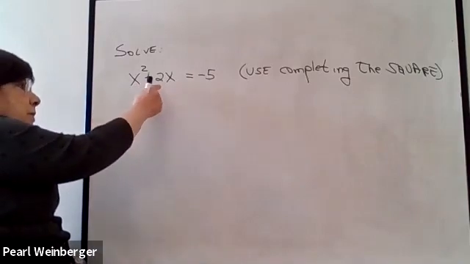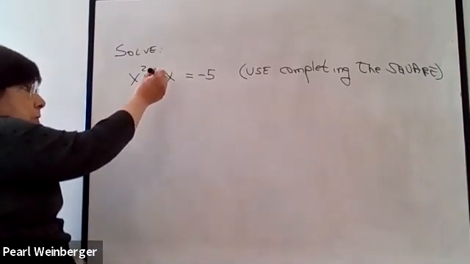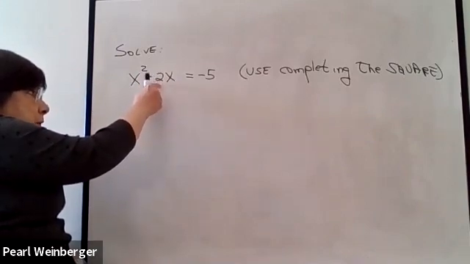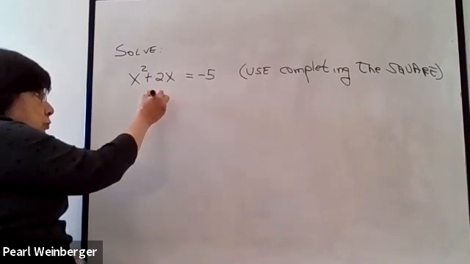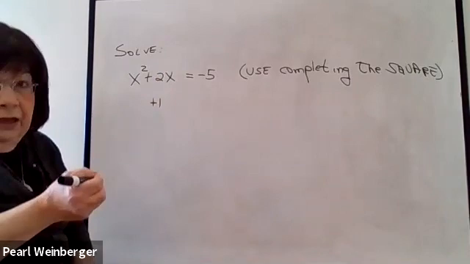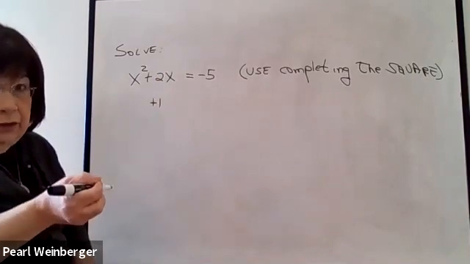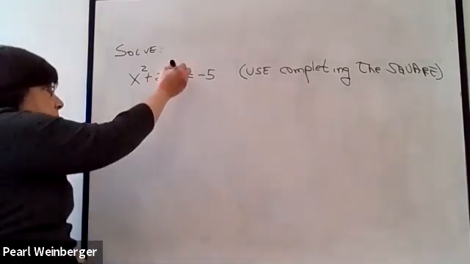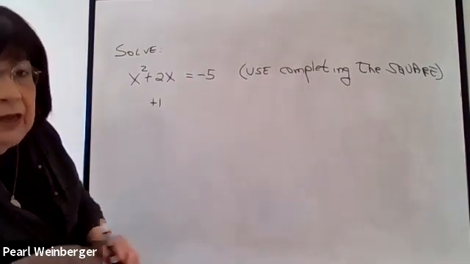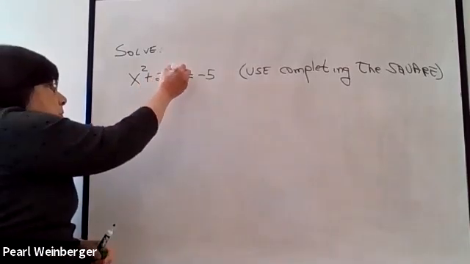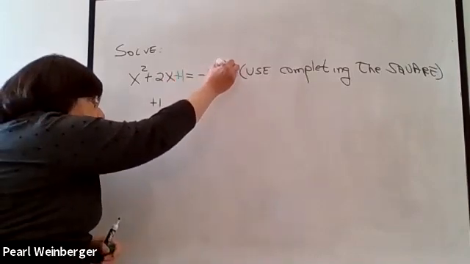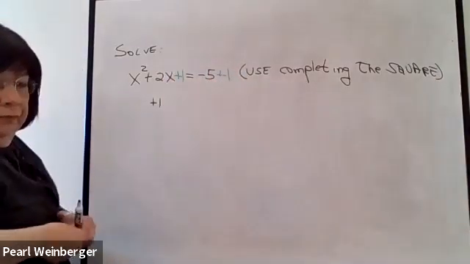So in order to complete the square, let's remember, you take half of this number, you divide this number by 2. So 2 divided by 2 is 1. And you multiply that number by itself. So 1 times 1 is 1. In other words, you square that number and you add that number to both sides of the equation. So I'm going to do +1 on the left side and +1 on the right side.